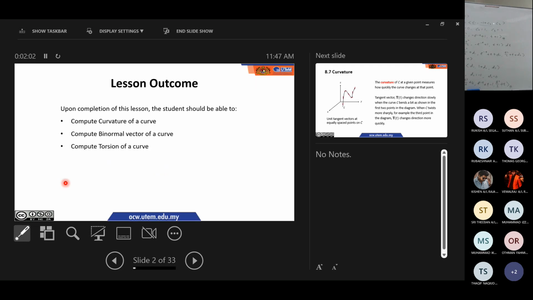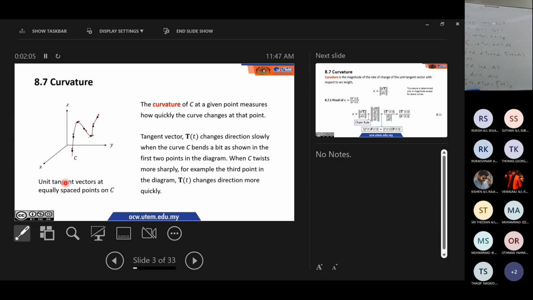Okay, look at the curvature. So what is the curvature? If you look at the sentence, the curvature of C. C is a curve. The curvature of the curve at a given point. We can have a lot of points on the curve. So at every single point, it has a curvature. And that curvature measures how quickly the curve changes at that point.